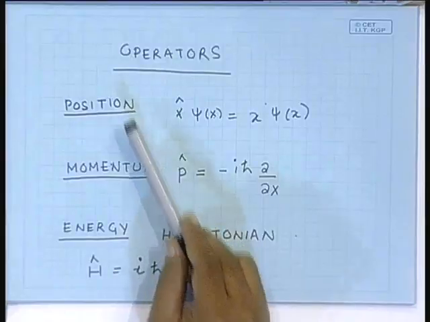The first postulate, the first assumption, is that associated with every state of the particle there is a different wave function, and these wave functions are governed by the Schrodinger equation. I have told you what the Schrodinger equation is. Associated with every physical variable which you can measure, every physical observable quantity or attribute of the particle, for example, for a particle moving only in a single dimension, you have its position, momentum and energy.